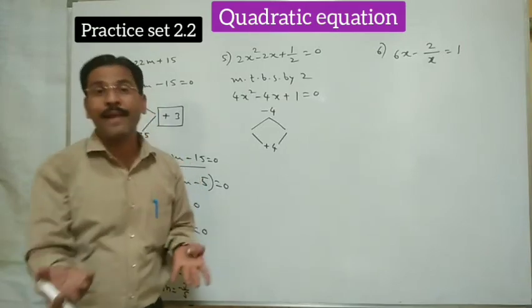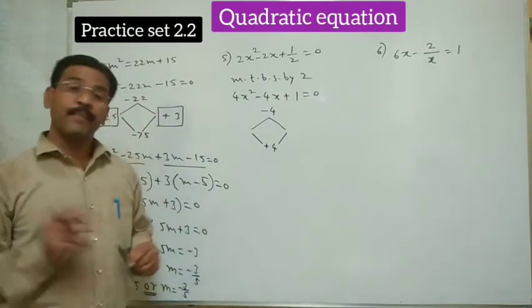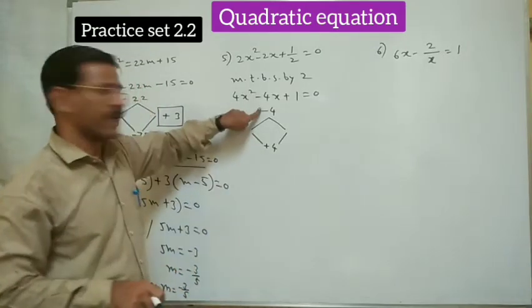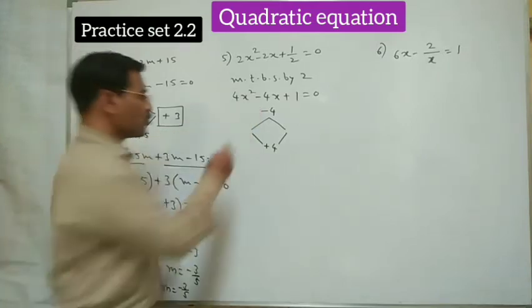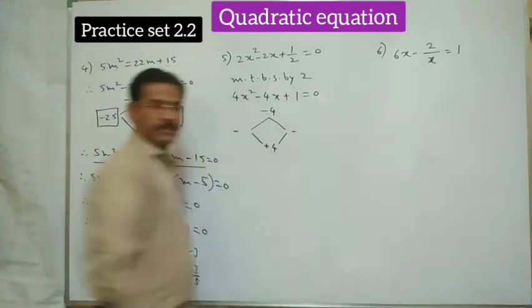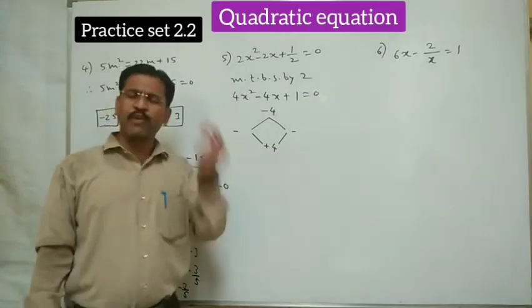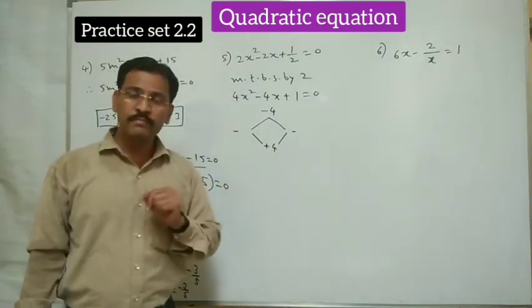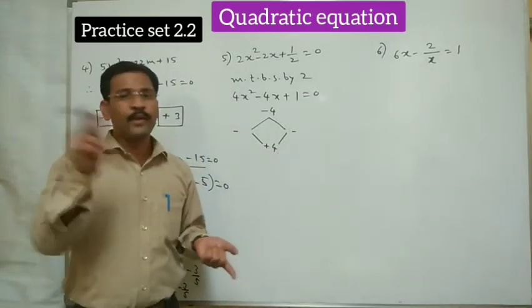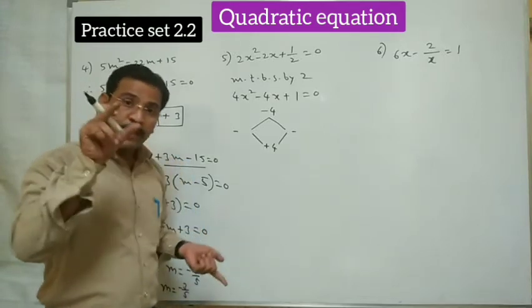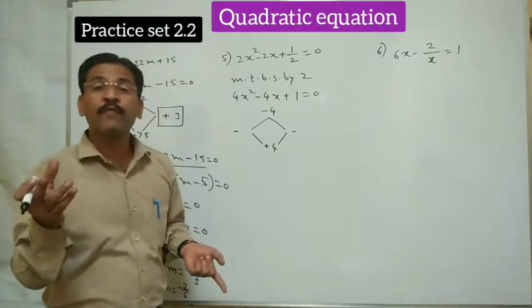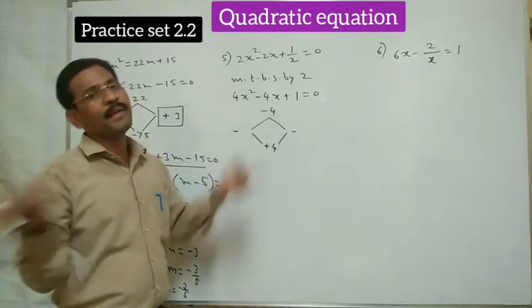Either that may be minus minus or plus plus, and it depends upon this sign. Here it is minus, so both should be minus. Now look here, product 4. When is it possible? 1 into 4 or 2 into 2. For 1 into 4, their sum is 4 and 1, that is 5. Here it is 4 only. That means it is not okay.